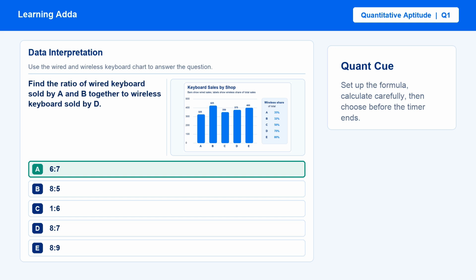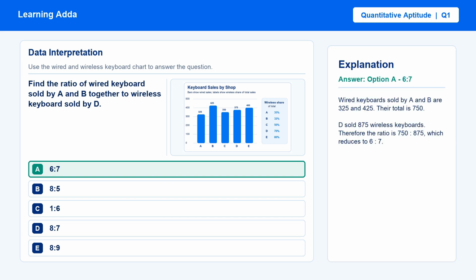The answer is option A, 6:7. Wired keyboards sold by A and B are 325 and 425. Their total is 750. D sold 875 wireless keyboards. Therefore, the ratio is 750:875, which reduces to 6:7.